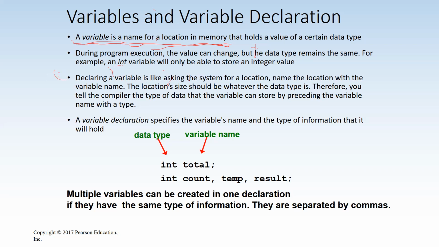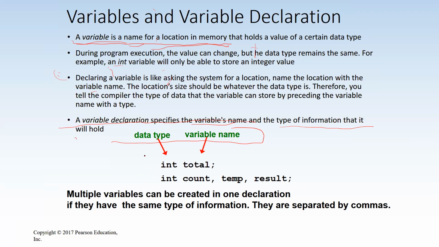Declaring a variable is like asking the system for a location name and naming the location with a variable name. The location size should be whatever the data type is. Therefore, you tell the compiler the type of data that the variable can store by preceding the variable name with a type. And this is how you declare a variable. A variable declaration specifies the variable name and the type of information it will hold.